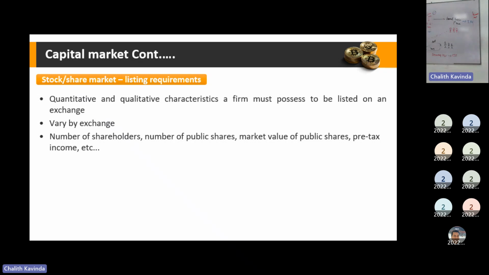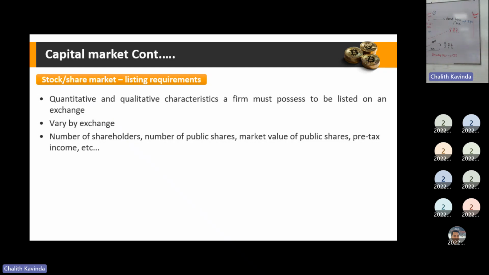That is why the CSE is asking the companies to submit quarterly reports, because they want to assure the performance of the company, whether they are doing well or not. Right, so it says several quantitative and qualitative characteristics must be possessed to be listed on the exchange. It could vary by exchange, but here we have only the Colombo Stock Exchange. Only one exchange is there. Number of shareholders, number of public shares, market value of the public shares, pre-tax income.